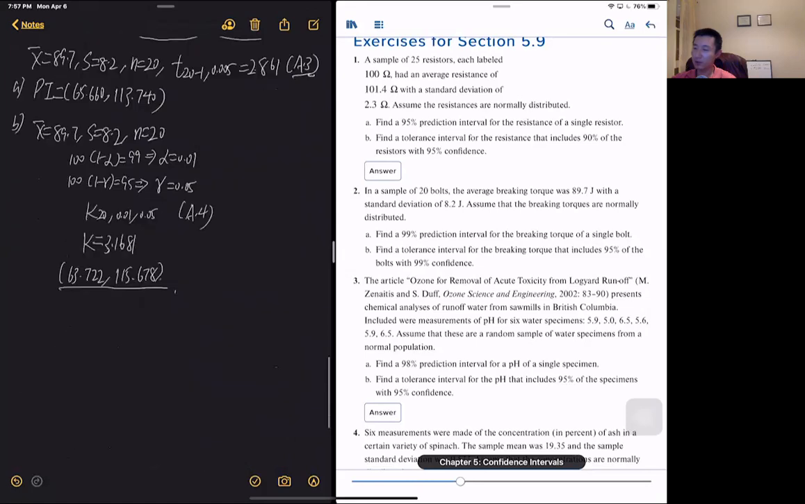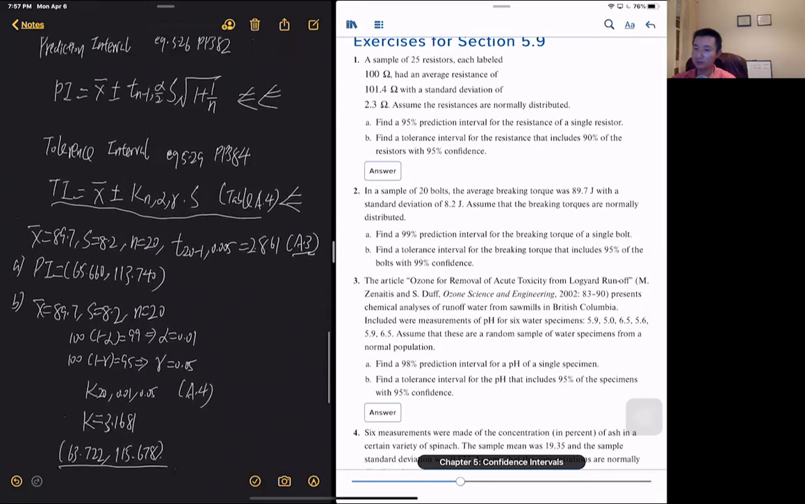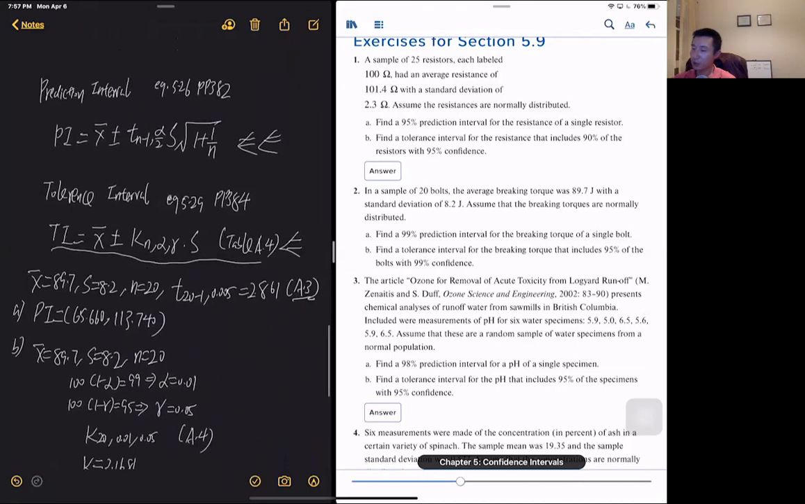In a sample of 20 boats, the average braking torque was 89.7 joules with a standard deviation of 8.2 joules. Assume the braking torques are normally distributed. Part A is asking for a 99% prediction interval for the braking torque, and B is asking for a tolerance interval for the braking torque that includes 95% of the boats with 99% confidence.